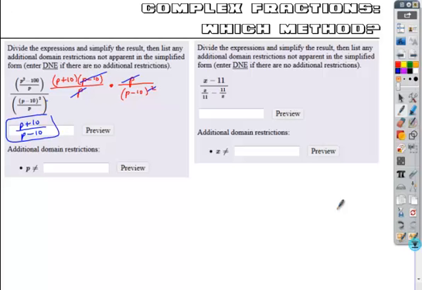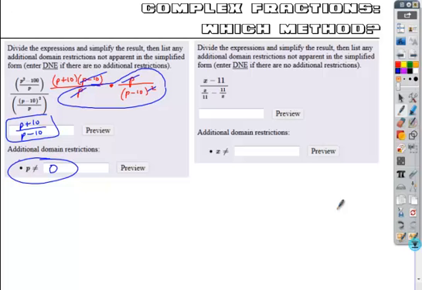And when you look at your domain restrictions, you look for any canceled factors in the denominator plus any uncanceled factors in the inverted fraction's numerator. P got canceled here, so p can't equal 0. That's not apparent in the simplified form. Even though we've canceled a factor here, there's still a p minus 10, so you know that p can't equal 10. You don't need to include it as an additional restriction, and so that would be your simplified form.